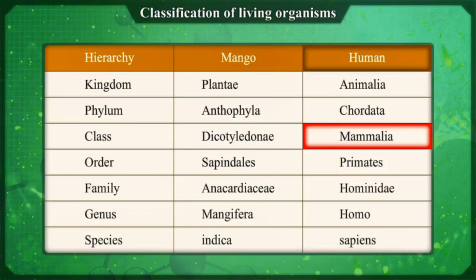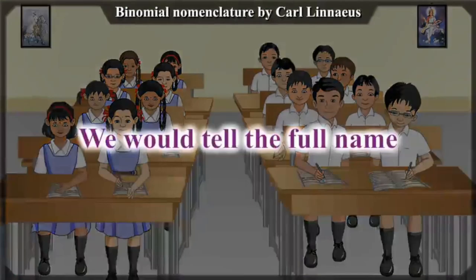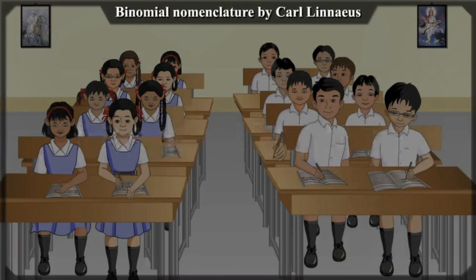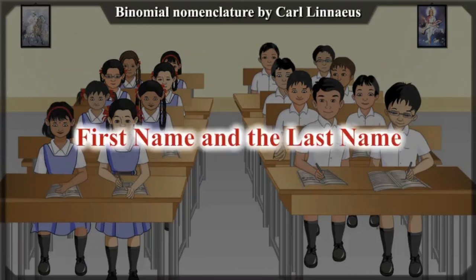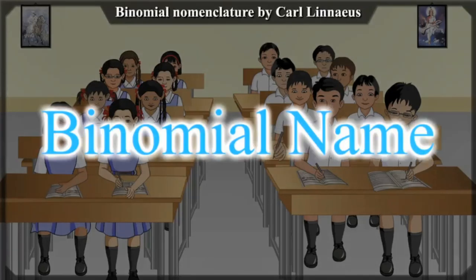Binomial nomenclature by Carl Linnaeus. Imagine that there are four students with a name Kabir or Kiran in a classroom. If you are talking about any one of them, how would you ensure that others know which one of them you are talking about without any confusion? We would tell the full name, that is, the first name and the last name. This is similar to binomial nomenclature.